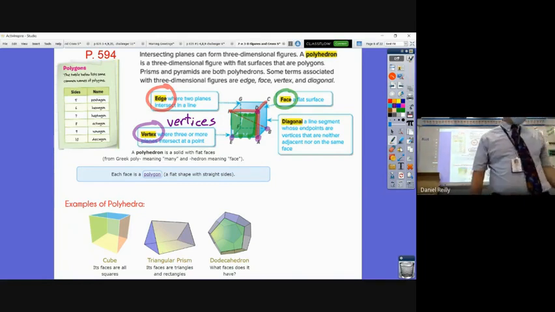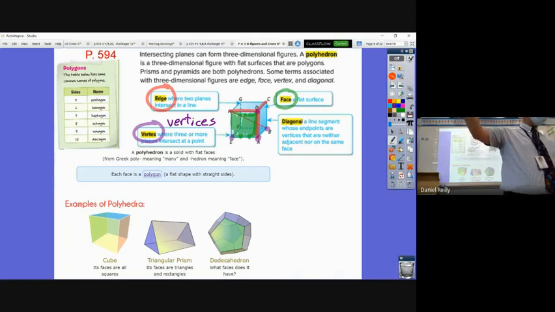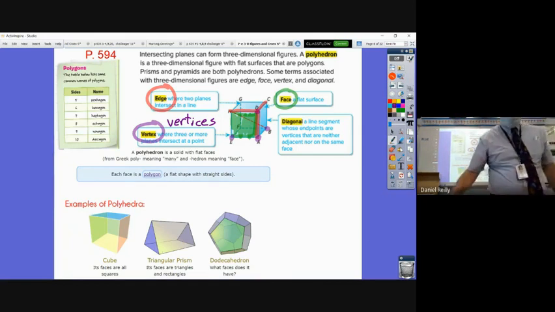There are special polyhedra that have all congruent faces. All the faces are the exact same shape, like this, where all of the faces are squares that are the same size. This is called a cube. A cube is a rectangular prism, but all the sides are squares. All the faces are squares.